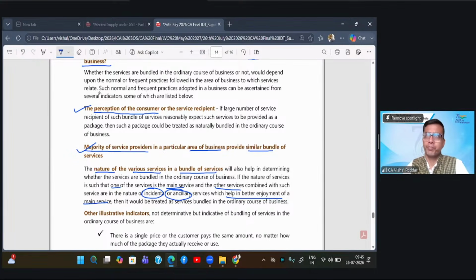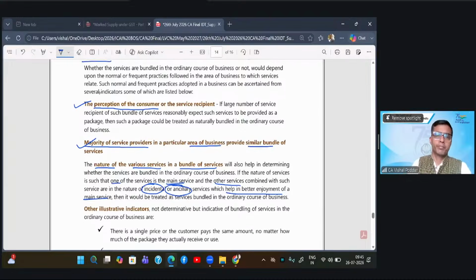Similarly, when you go to a premium hotel, you are given various toiletries which are of very premium quality, but that helps in better enjoyment of the main service, which is accommodation. So when I'm going for accommodation in a premium hotel, I know that yes, I will be given multiple of these items which will make my experience better.